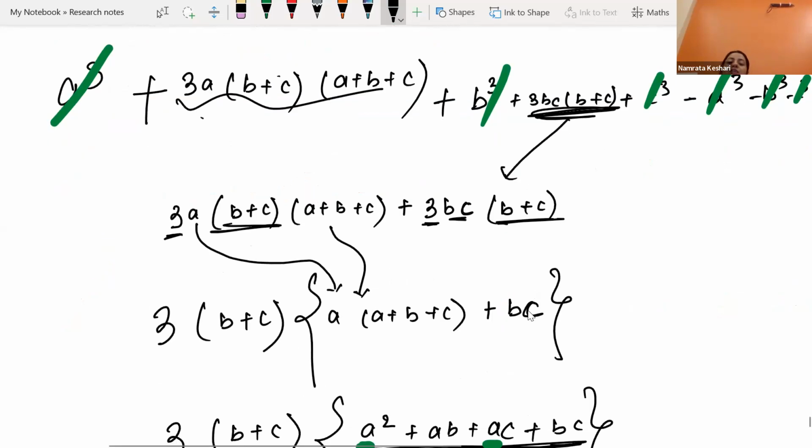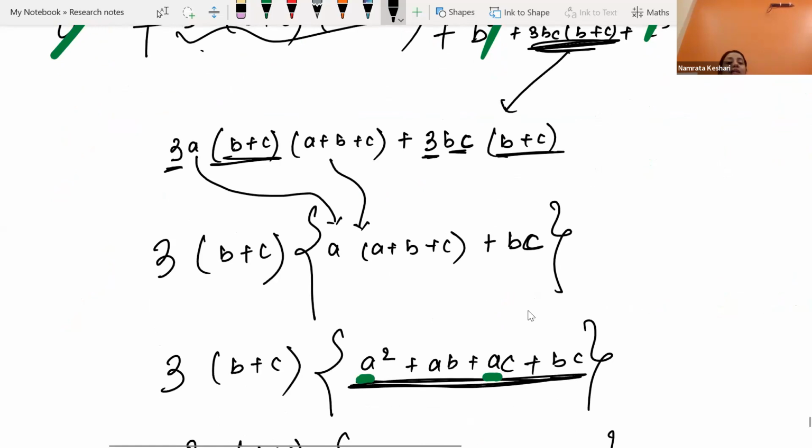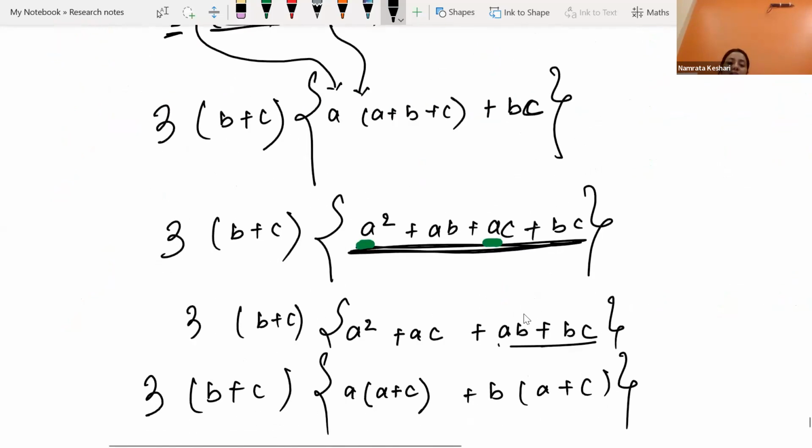Okay, still we are thinking what can be done so that directly we will get the ready made right hand side. So we can see here 3 can be taken out common, b plus c can be taken out common, and rest we don't know. So we are writing it in a curly bracket, then we are making a pair.